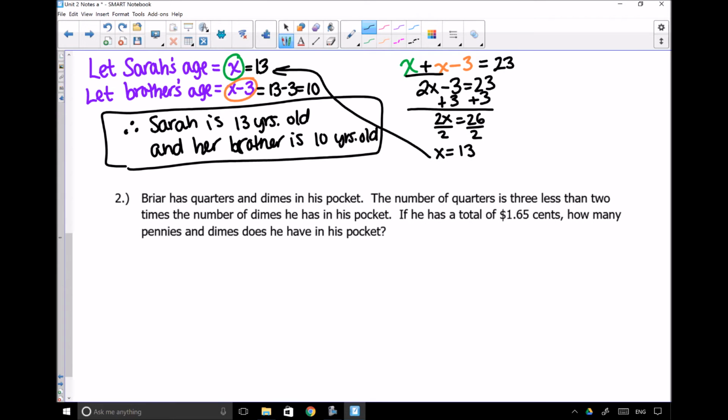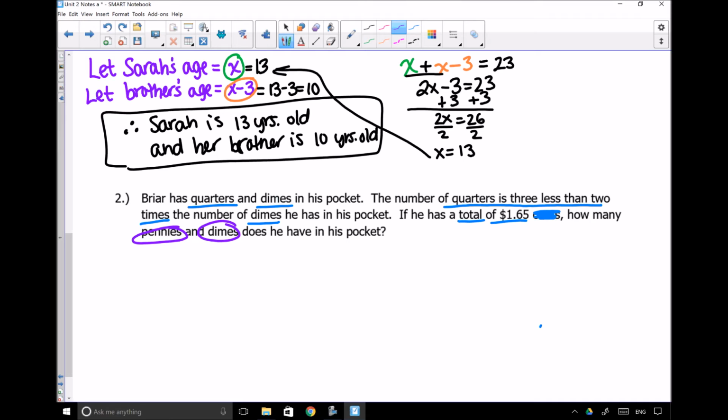Okay? All right, so let's take a look at question number 2, and we're going to follow the exact same steps. So step number 1 asks us to underline key information. So let's go ahead and do that. We know that Briar has quarters and dimes in his pocket. That's important. The number of quarters is 3 less than 2 times the number of dimes. If he has a total of $1.65, okay, so we don't need the cents here, but $1.65. So he has a total of $1.65. How many quarters and dimes does he have in his pocket? So we want to figure out how many quarters he has and how many dimes he has.